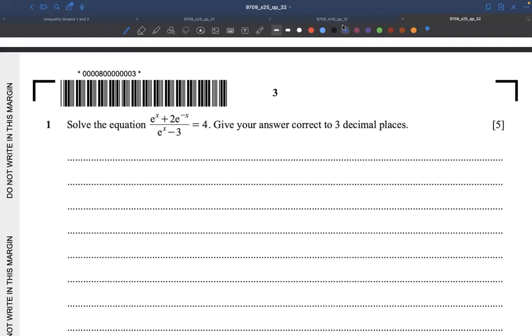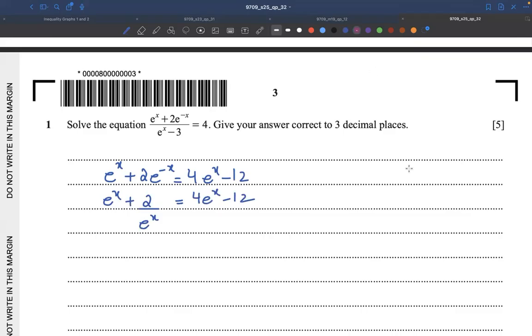In question number 1, we have to solve the equation (e^x + 2e^(-x))/(e^x - 3) = 4. So in the first step, we can simply cross multiply. We'll get e^x + 2e^(-x) = 4e^x - 12. Now we can write this as e^x + 2/e^x = 4e^x - 12.